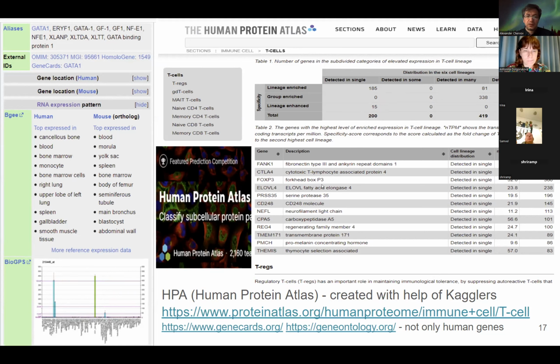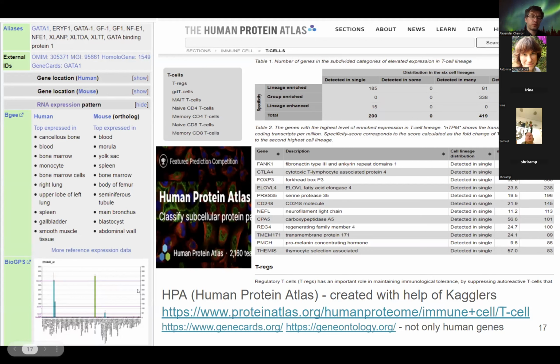Or, for example, this is from Wikipedia. Also an important picture: for the genes, they have such a pattern. You should go to the RNA expression, press show, and then it will show you in what cell types this gene is particularly activated. You can see that some of the genes are active in some cell types, but not in others.